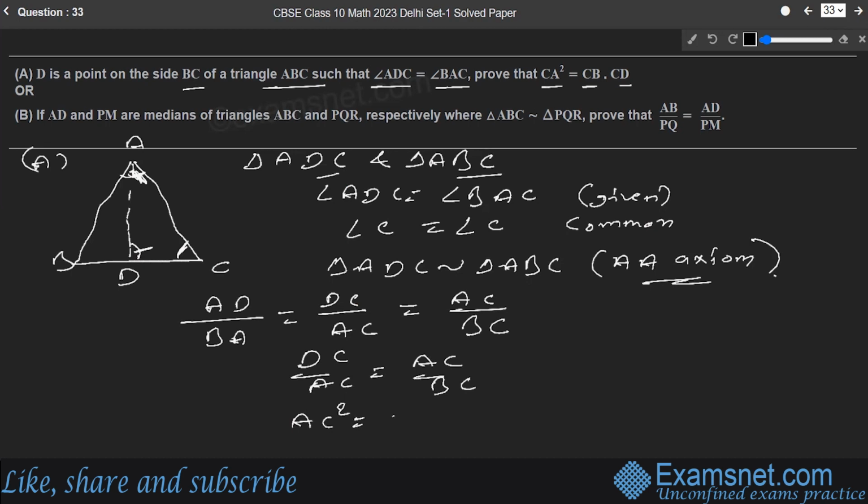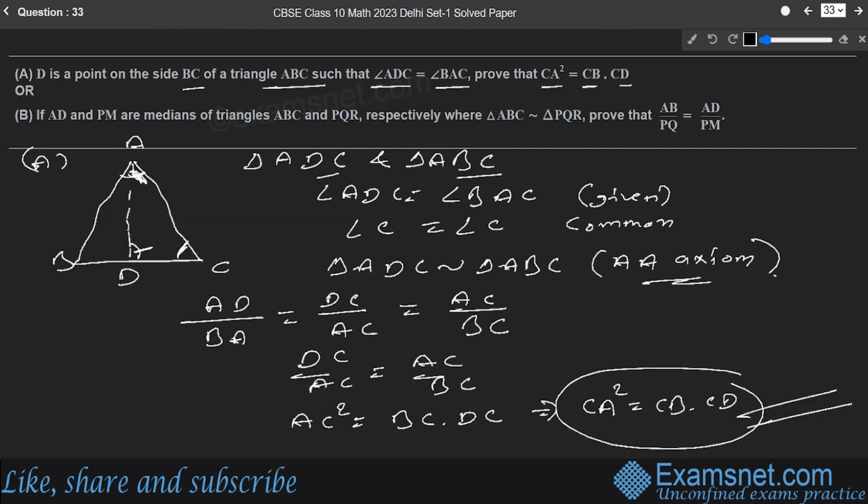AC square is equal to BC into DC, or we can rewrite this the other way around as CA square is equal to CB into CD, and that's what we were required to prove and has been proven. Okay, let us go for the next part of it, the B part of the question.